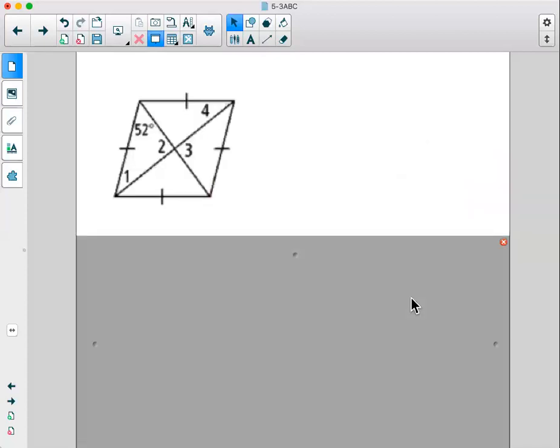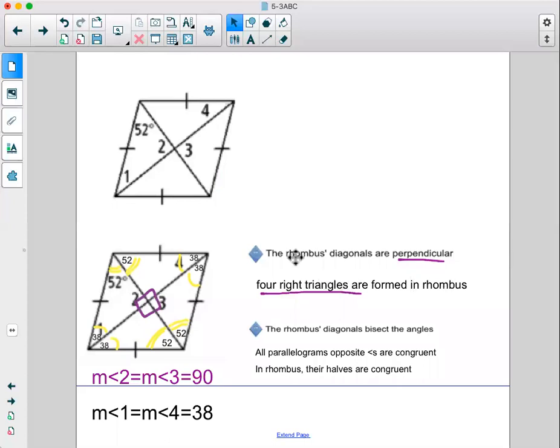So pause and use those theorems to find the missing angles in this problem. We know that if it's a rhombus, the diagonals are perpendicular, so angles 2 and 3 are 90 degrees. And then we know that these are four little right triangles. We know that the opposite angles start out the same because it's a parallelogram, but they get bisected because it's a rhombus, and so they started out the same, so their halves are the same. And then these two angles are complementary inside the right triangle, or you could use triangle sum.